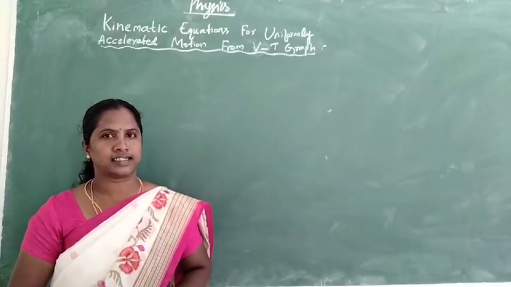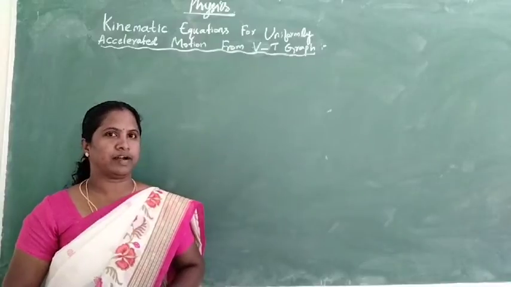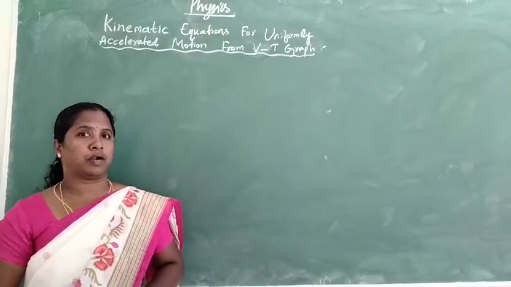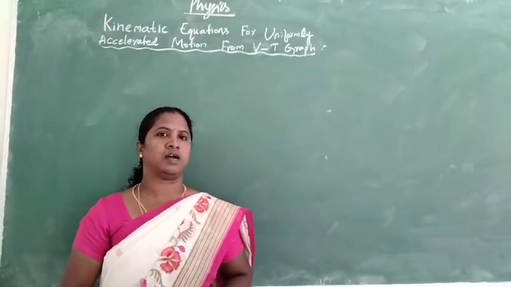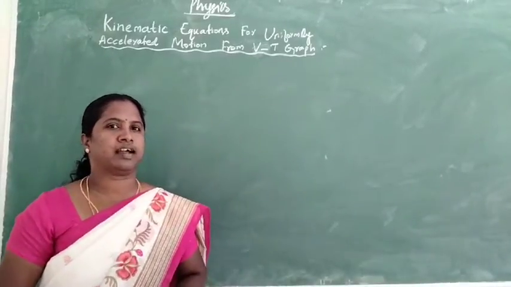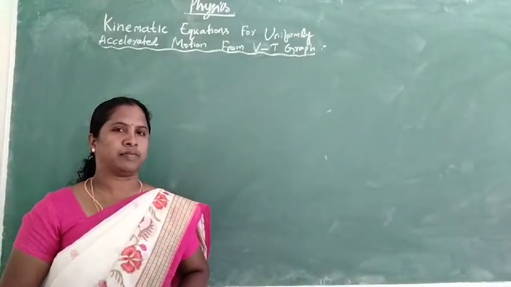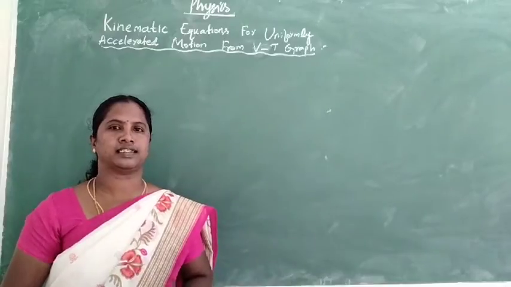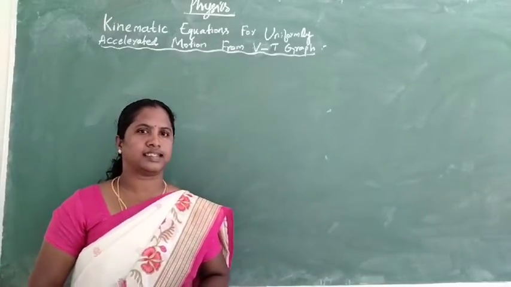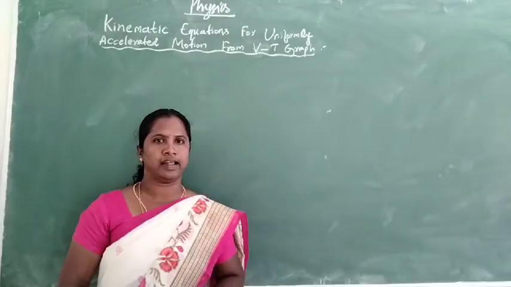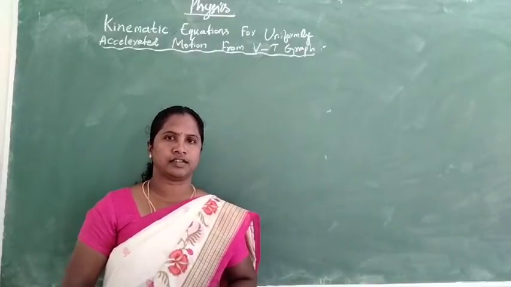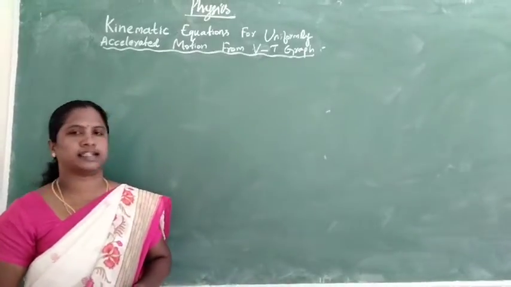So what is velocity time graph? This can be defined as a graph plotted by taking velocity along the y-axis and time along the x-axis. The graph can be called a velocity time graph. So in the velocity time graph, what are the uses, what does it signify? There are two significations of the velocity time graph.